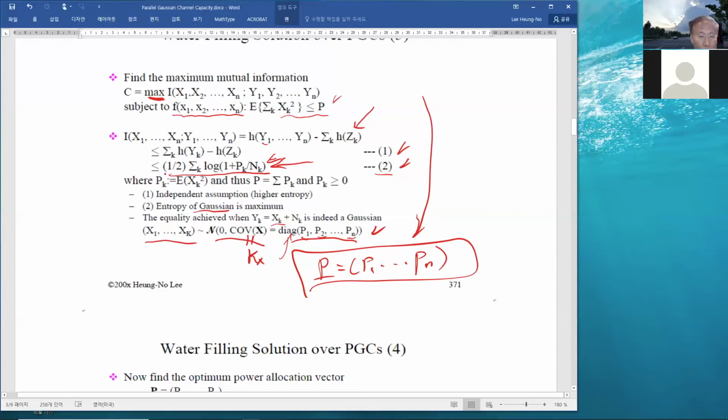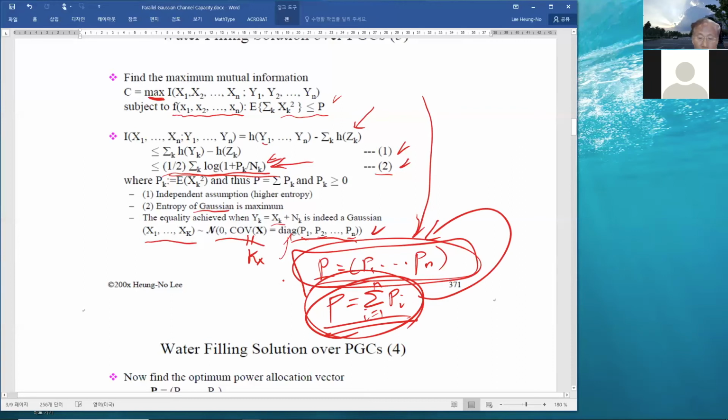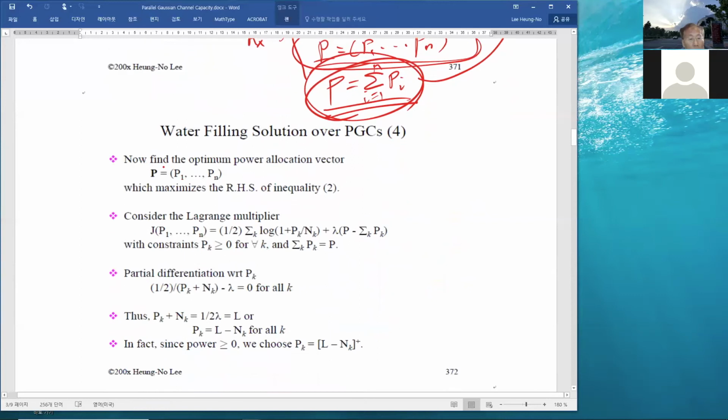inequality 2. Okay, this number has to be maximized with the given power budget P. So here the power budget is nothing but the sum of these numbers is equal to P. Okay. So with this constraint, we need to find the best allocation vector P, so that the right-hand side of inequality 2 is optimized. So that is the problem. So here I summarize it again. Now we need to find the optimal power allocation vector P. Okay, so P is the variable, as in calculus.